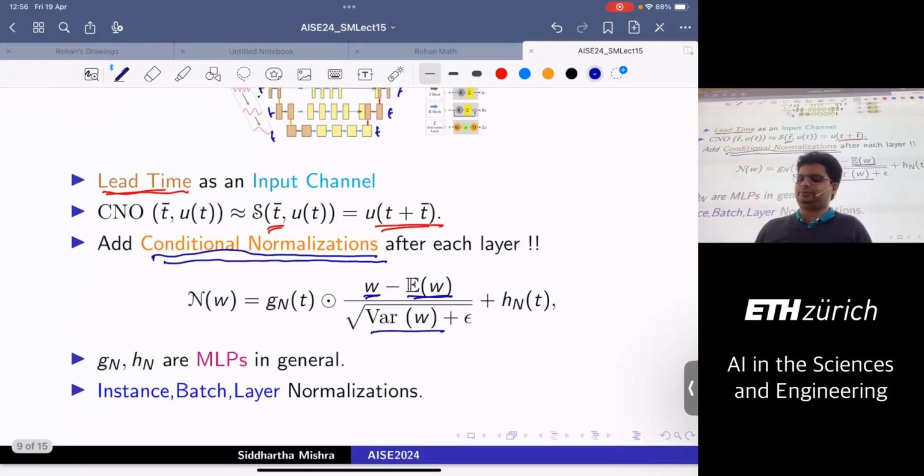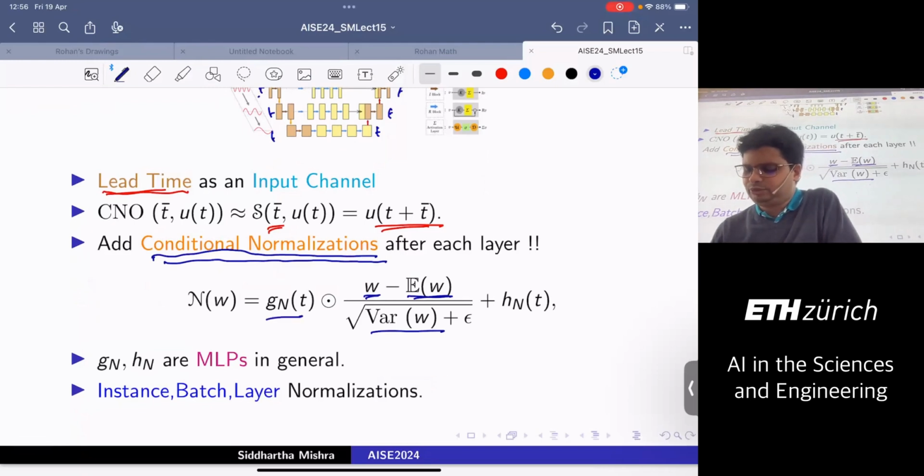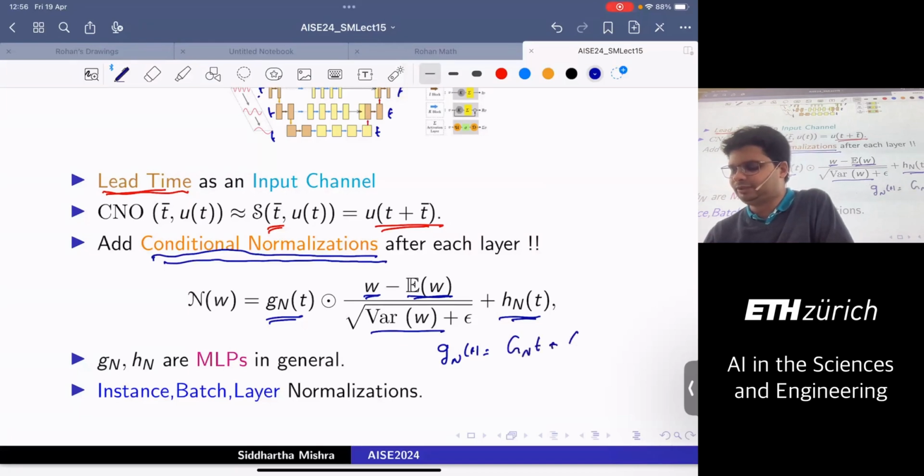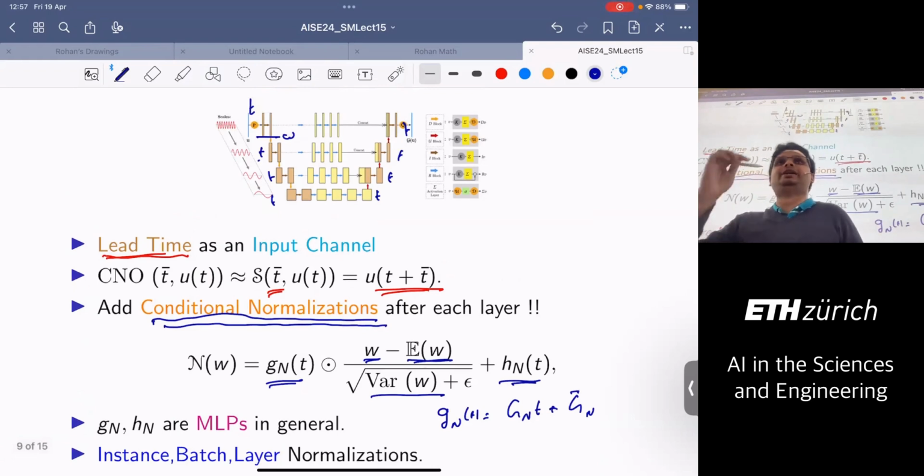What we do is that we modify the normalizations. We simply introduce learnable functions. These could be neural networks, but typically G_n of t is some matrix G_n times t plus some vector g-hat_n. So this is an affine function, but it could be an MLP, some small neural network. This gives the effect of time at every input, more or less. So every layer remembers that it is doing something for this particular time step or time instant.